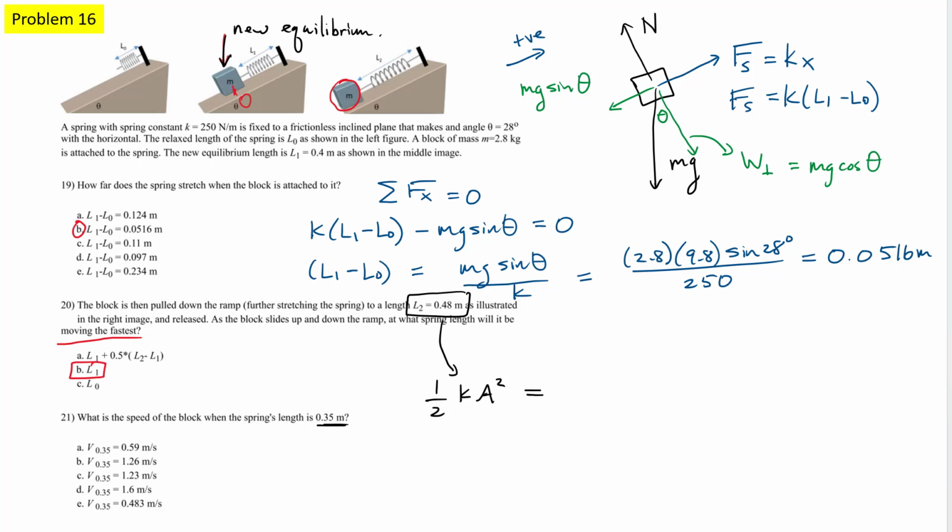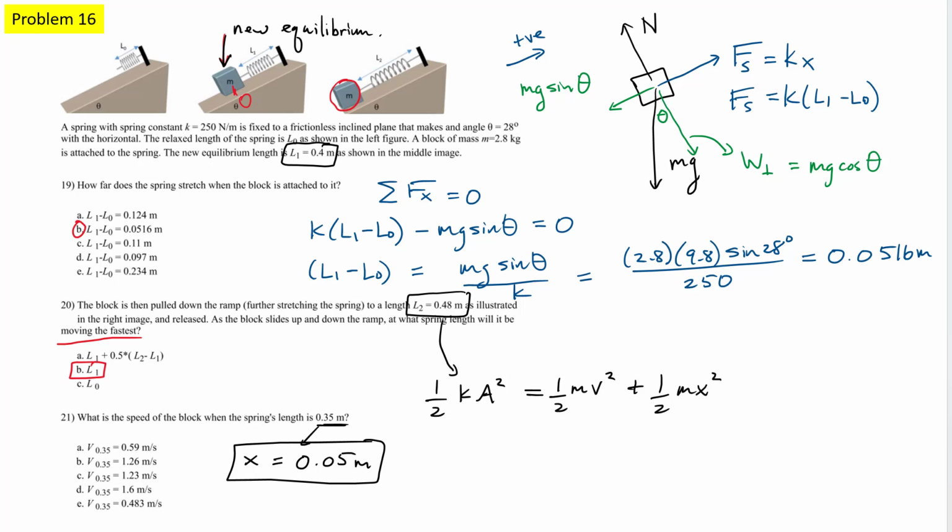At any other point, when the spring is any other length, we're going to split up our energy. Some of it is kinetic energy, and some of it is still spring potential energy. So when the spring length is 0.35, imagine where 0.35 is. That L1 length is 0.4, so 0.35 means my x value is 0.05 meters. It's the distance from the equilibrium position that we care about. It's not the spring length that goes inside the elastic potential energy of the spring.